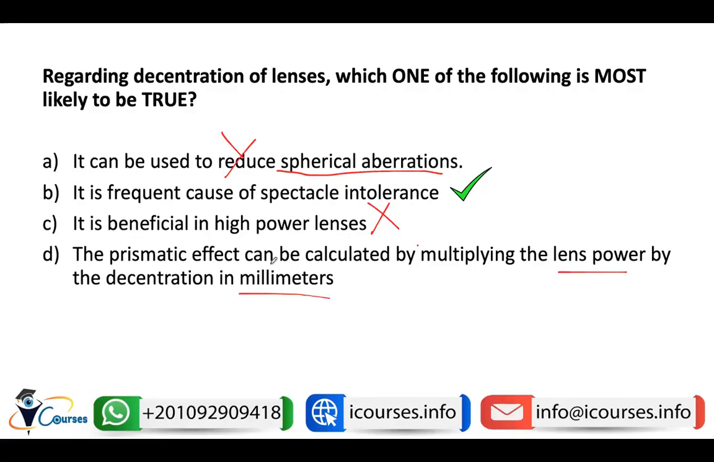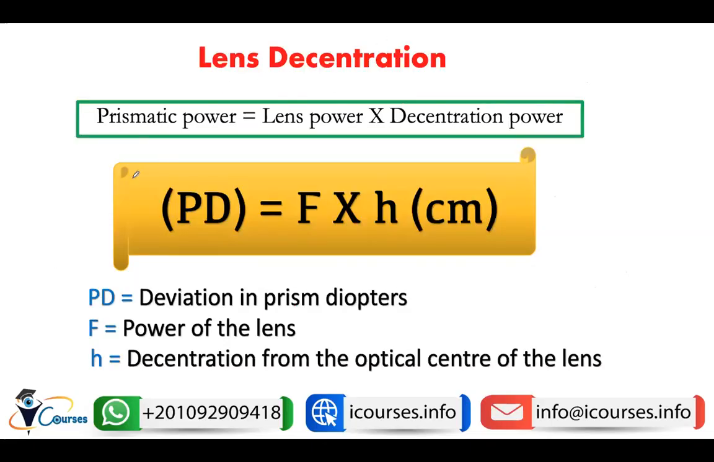What makes this option wrong? It is millimeters, because the Prentice rule is calculated by multiplying the lens power by the decentration in centimeters. So please take care of this. The prismatic power equals lens power multiplied by decentration. The prismatic power will be in prism diopters, the lens power F will be in diopters, and H, the decentration, will be in centimeters.